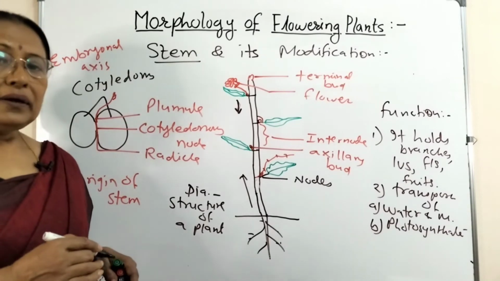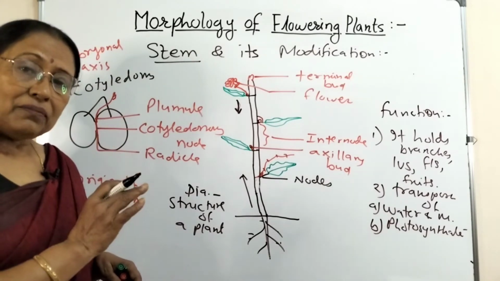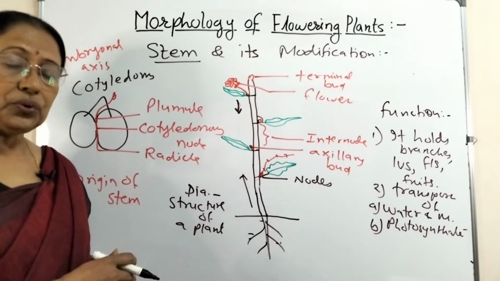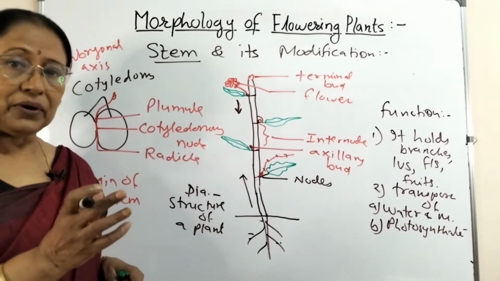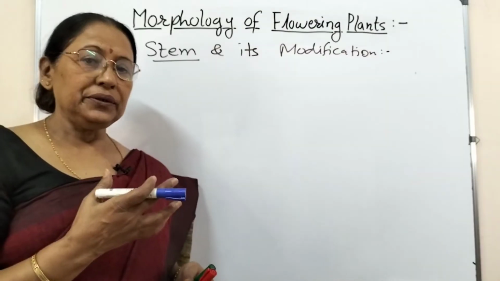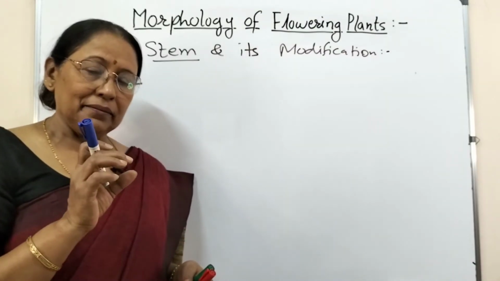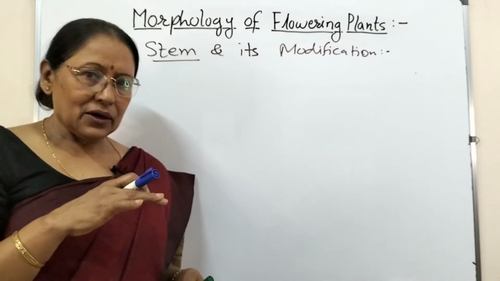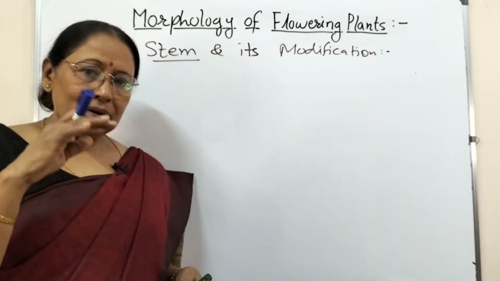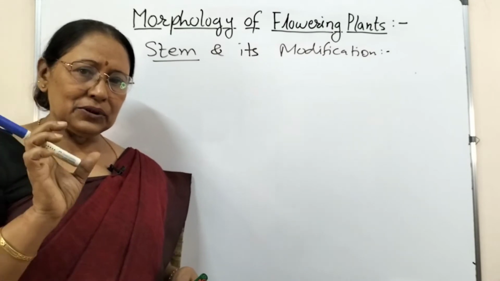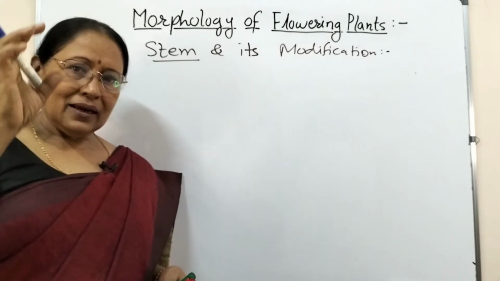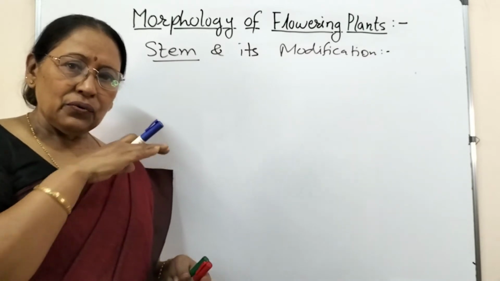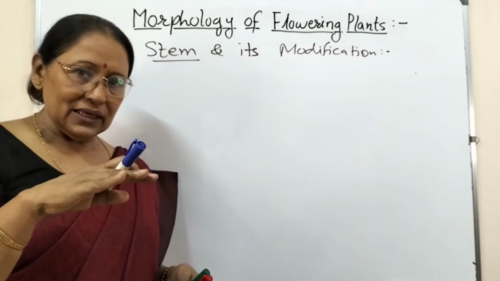Now let us see how the stem deviates from or does extra function other than these two functions. Then it will be called modification of the stem. We are going to study the modification of stem under three heads. One is underground. Underground means below soil level. One is aerial. Aerial means those plants which you can see, heighted plants. And then the subaerial plants which run parallel to the soil surface.